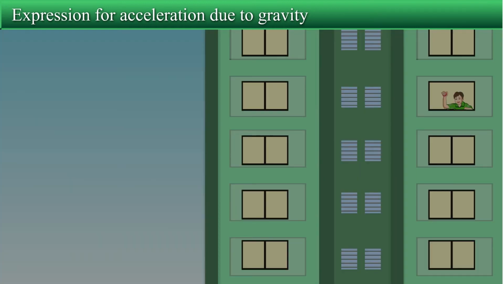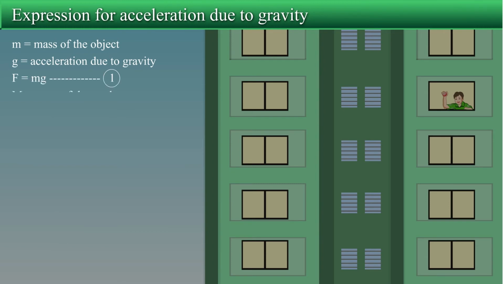From the second law of motion, we know that force is the product of mass and acceleration. Let the mass of the object be small m. We know that the acceleration of the falling object is the acceleration due to gravity g. Hence, F is equal to mg. Let this be equation 1.